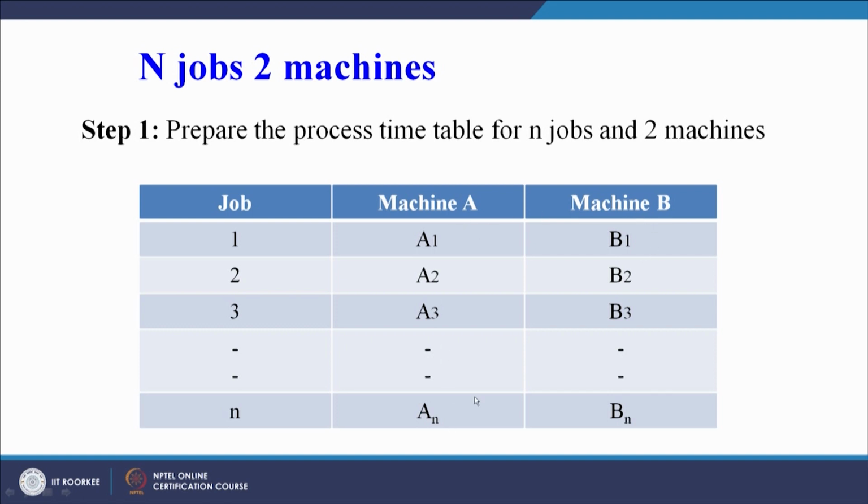Now we have to look at these 2 columns and try to figure out the minimum processing time in the column for machine A and in the column for machine B. So that we can call AI and BI. So in this column, first we have to identify the minimum value or the minimum processing time, and then here also we have to check what is the minimum processing time.